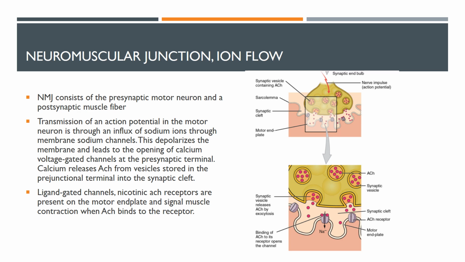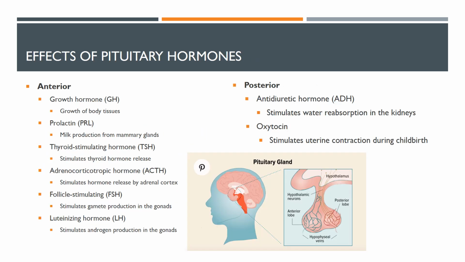Motor neurons release acetylcholine, which is a small molecule neurotransmitter, which then diffuses across the synaptic cleft and binds to nicotinic acetylcholine receptors on the cell membrane of the muscle fiber. The binding of acetylcholine to the receptor can depolarize the muscle fiber, which causes a cascade and eventually results in muscle contraction. Our next keyword is going to be effects of pituitary hormones.